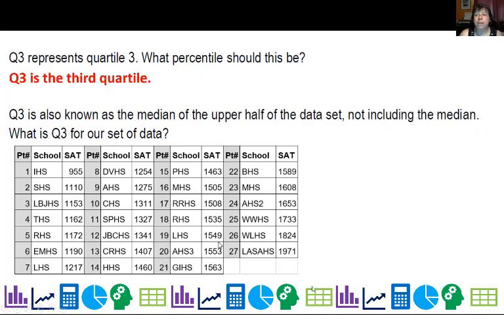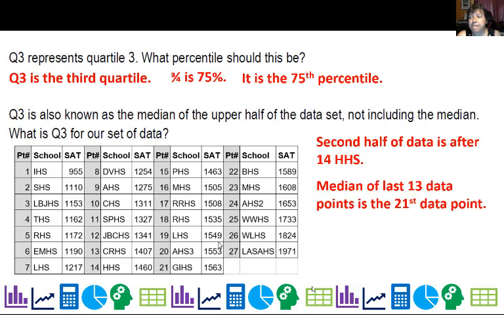Q3 is similar. It's the third quartile, and that is 3/4, which is 75%. So where's Q3? We're going to look at the top half of the data, which means above high school 14. So second half of data, the median of the last 13 data points is going to be this 21st data point right here. So Q3 is 0.21 with a value of 1563.